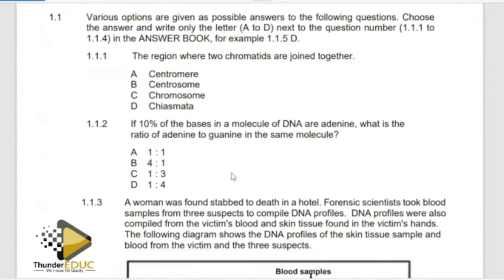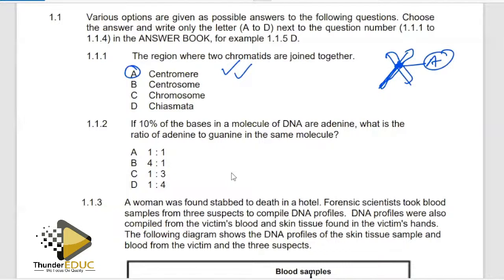The first question is saying the region where two chromatids meet together. When you look at a chromosome, this point is what they're asking for, point A. So the answer is centromere. So that is 2 marks.